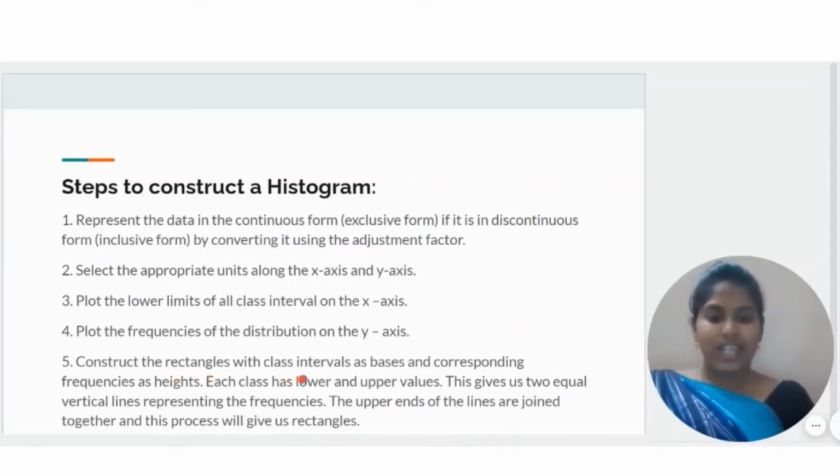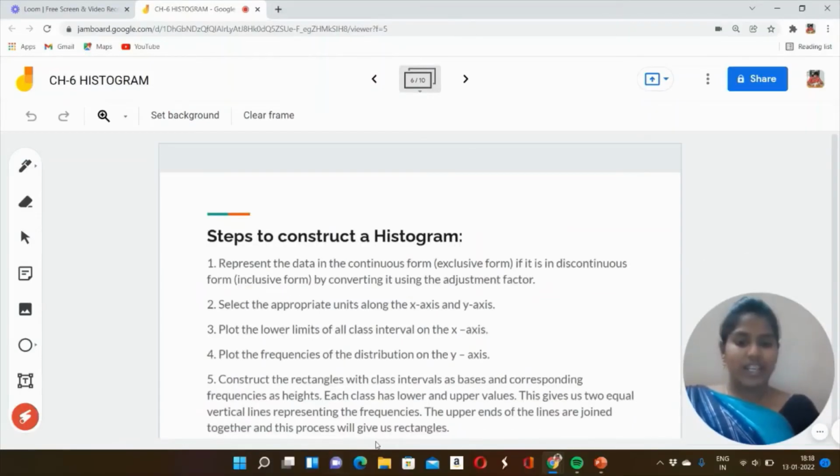Construct the rectangle with class interval as the base and corresponding frequency as height. Each class will have a lower value and an upper value. This gives us two equal vertical lines representing the frequency. The upper ends of the lines are joined together, and this process will give us a rectangle.